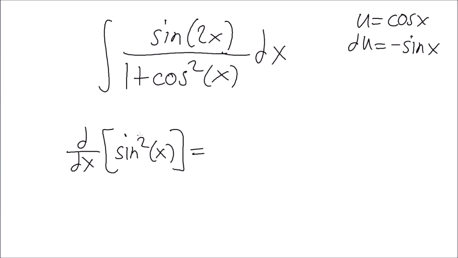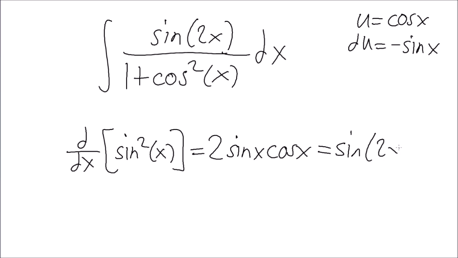So the derivative of sine squared is sine 2x. Now, why? The reason is because of the chain rule, right? Sine squared, bring the power down. The derivative of the inside is cosine x. And this is the same thing as sine 2x. Okay?